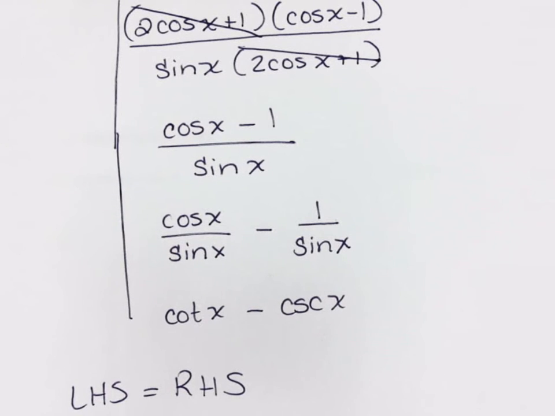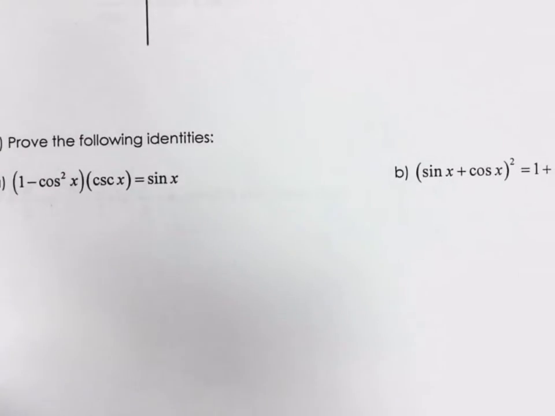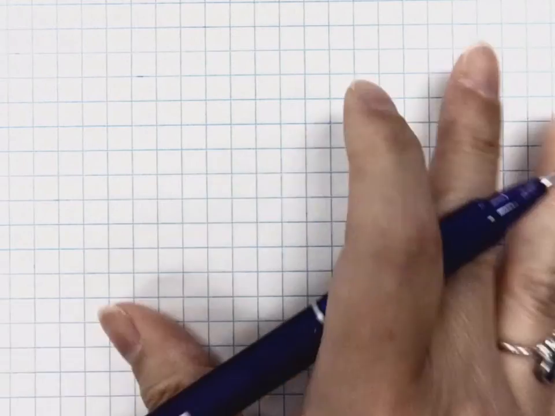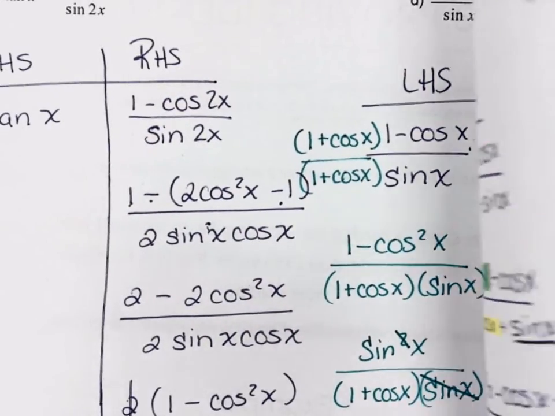You will have one identity question, proving an identity, on your final exam. Is it going to be this hard, this one? Maybe. You're all capable. I ran out of room. I got kind of wide on that page. This is a blank page on the back, so I'm just going to rewrite the identity.